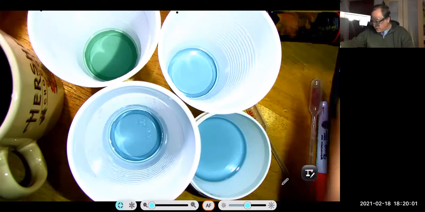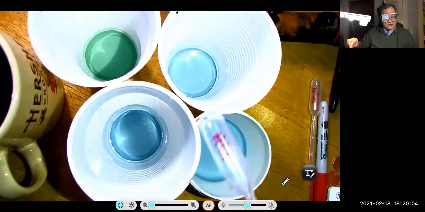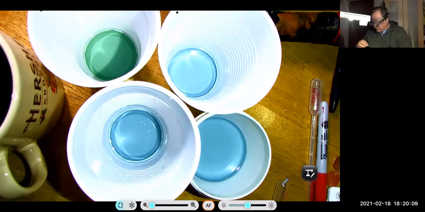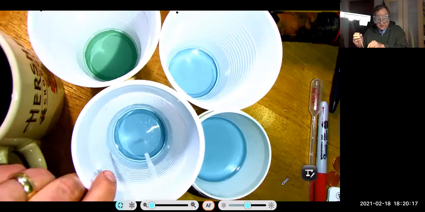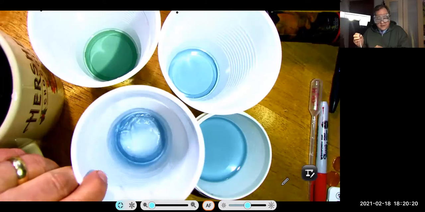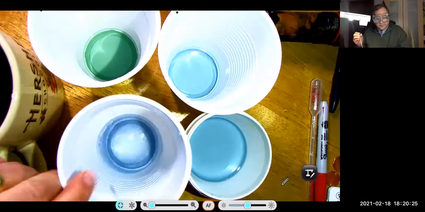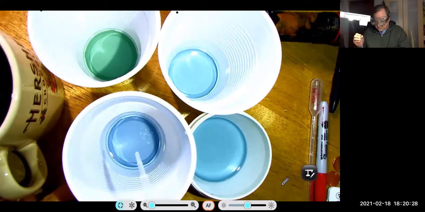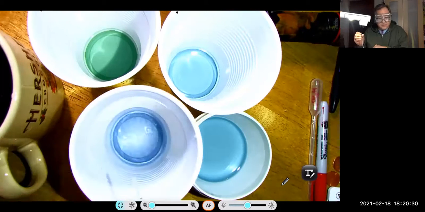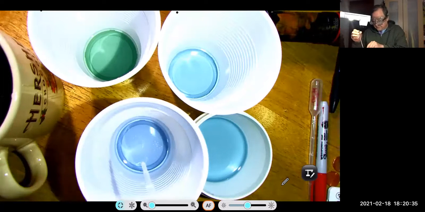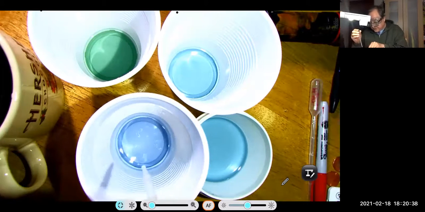So I'm going to grab my pipette that says HCl on it, and I'm going to grab my container that says HCl. And I'm going to add drop-wise HCl to one of these. So 1, 2, 3, 4, 5. I think that's 5, 6.